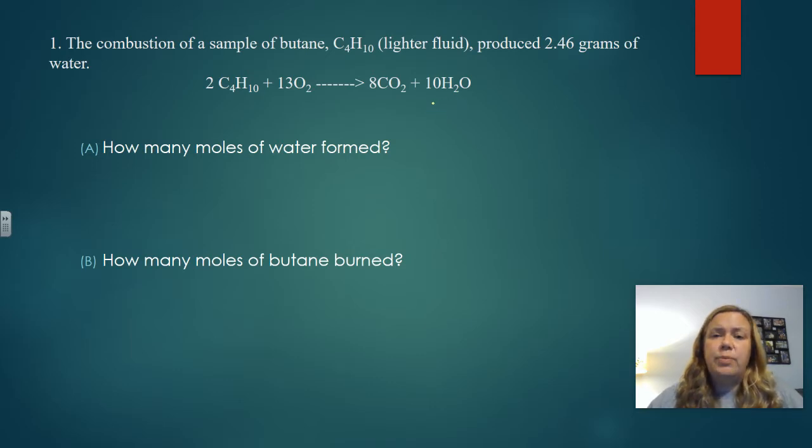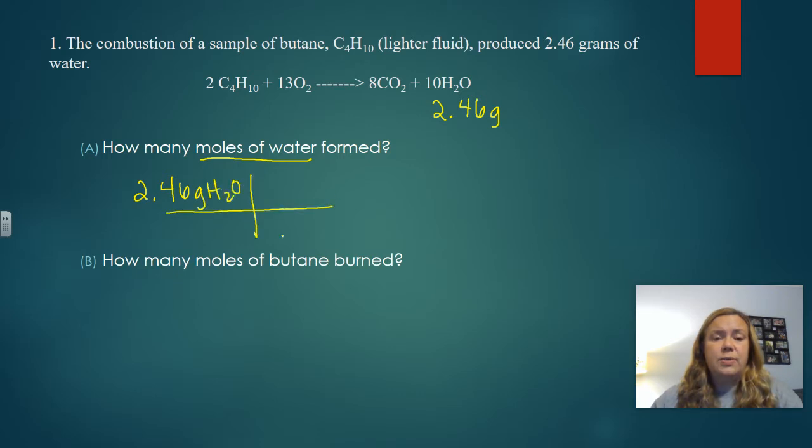And the information tells us we produce 2.46 grams of water. And so that is our have. That's our piece of information that we know. First, our question is to simply ask how many moles of water are formed. So we're going to simply go from 2.46 grams of water to moles of water. That is something we've done lots and lots of times before.